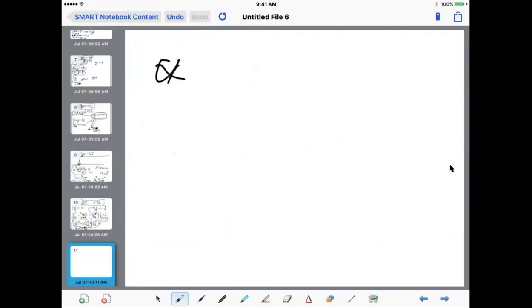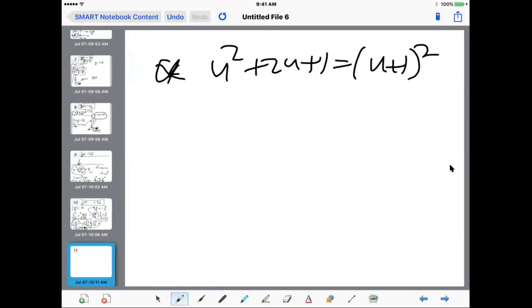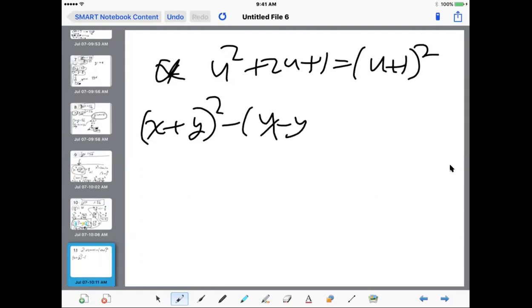So the things they know are u squared plus 2u plus 1 equals u plus 1 squared. And the other thing they know is that x plus y squared minus x minus y squared is equal to 4xy. Just those two facts have come a long way.